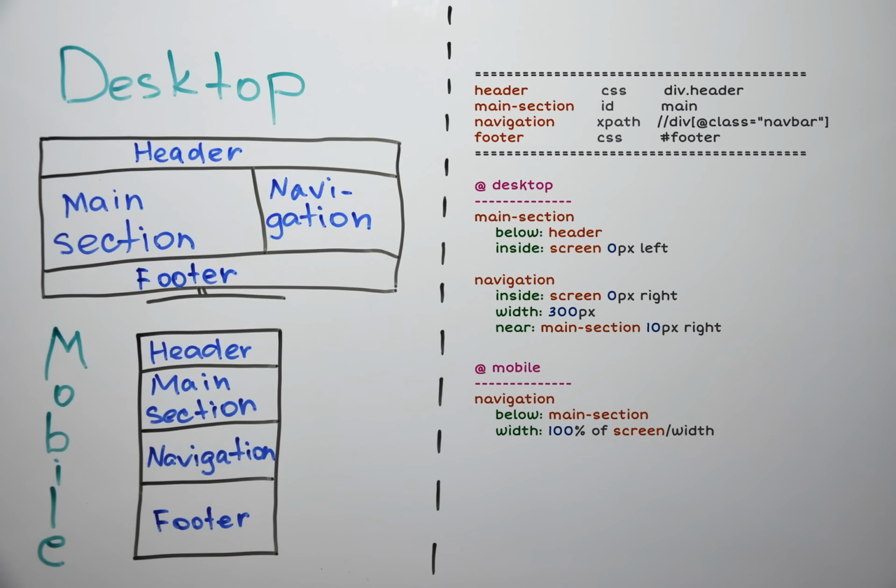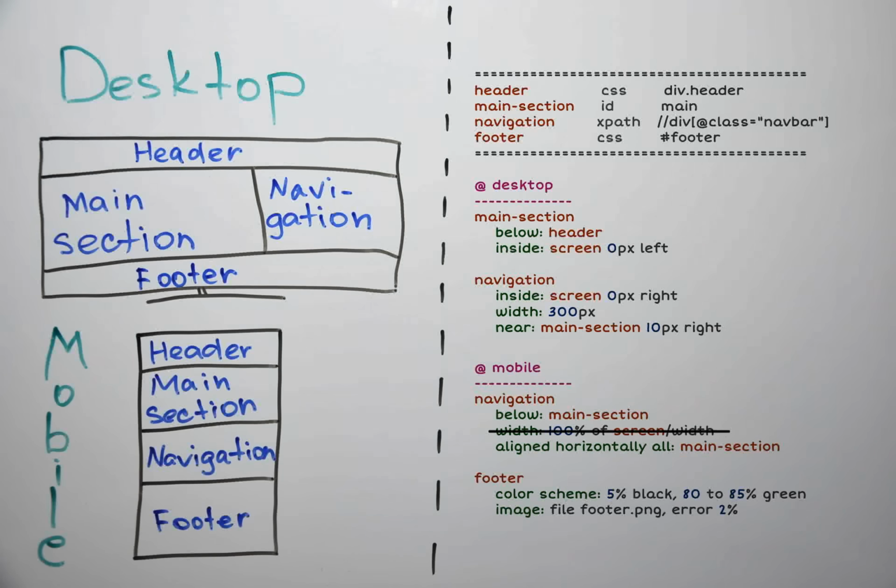Also, we can change the last spec to this. By saying align horizontally all with the main section, we actually state that the left and right edges of navigation panel should be aligned with the left and right edges of main section, which by the way also implicitly tests that the width of navigation panel is the same as main section. This is the basic idea, but Galen Framework can do much more than that. One of its advanced features are color scheme testing and image comparison.